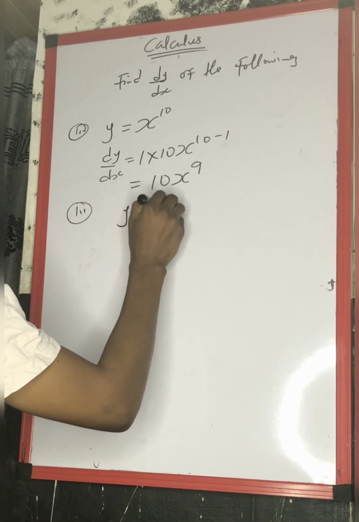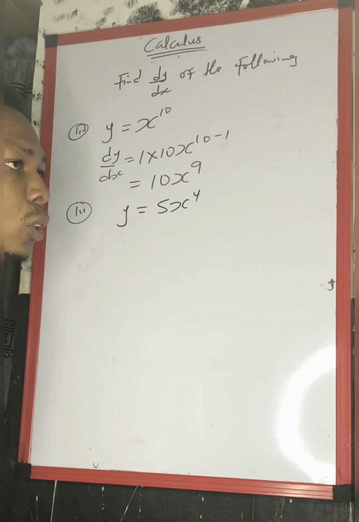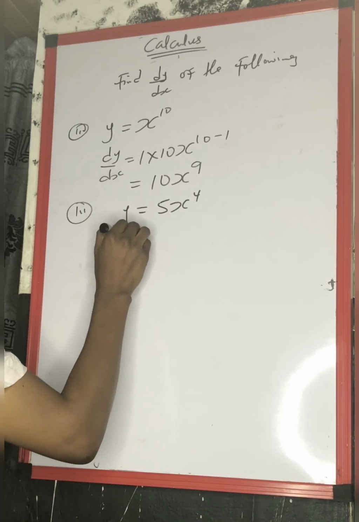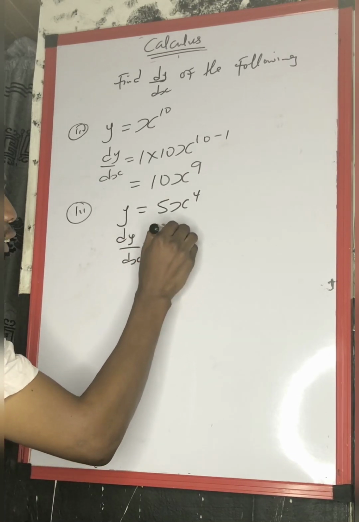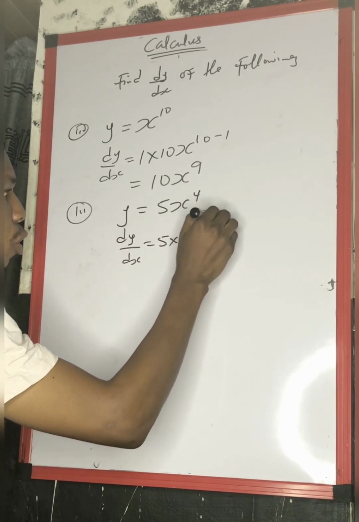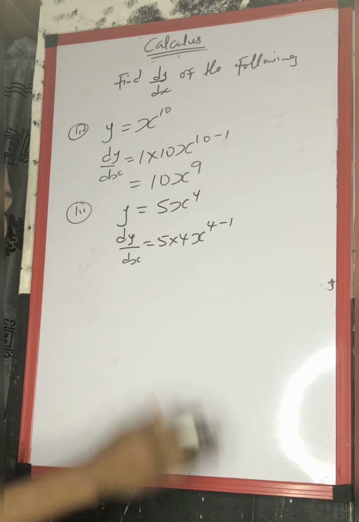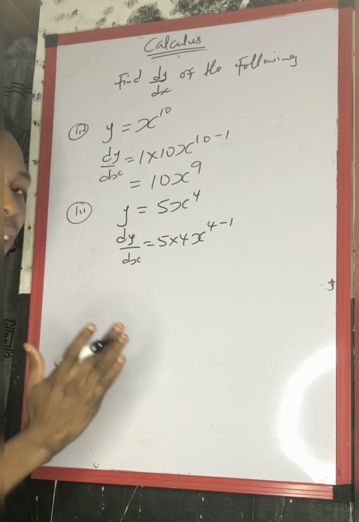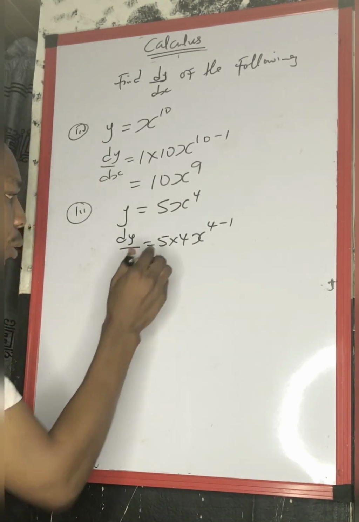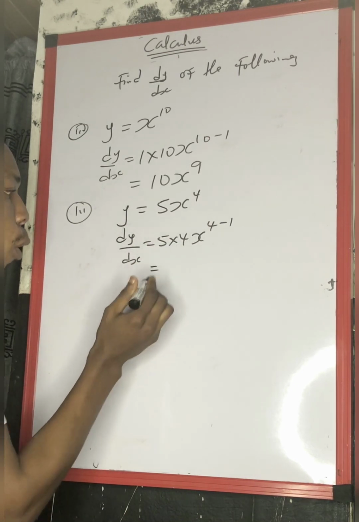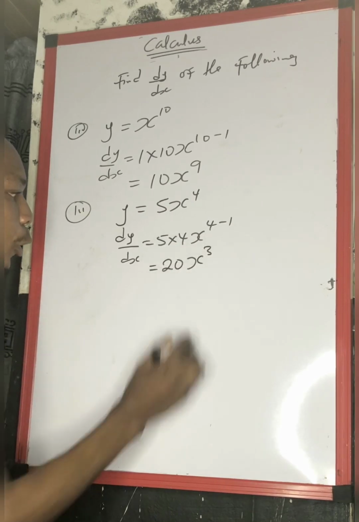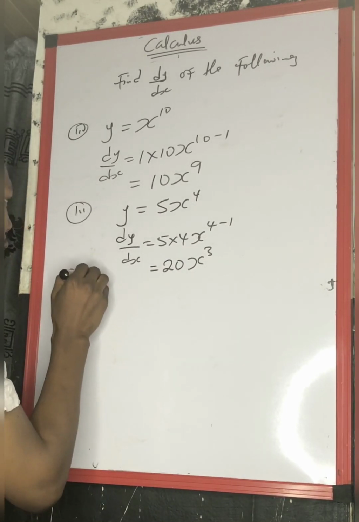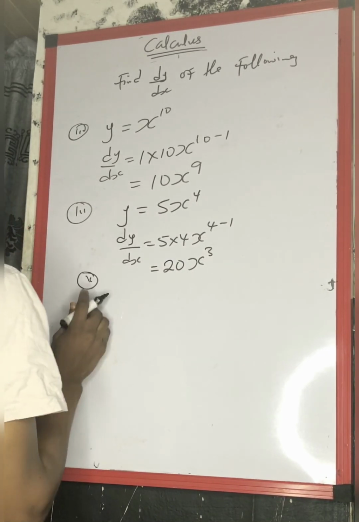Then number 4. y equals 5x^4. So this is the same as dy dx equals 5 times 4x^(4-1). Always minus 1 from the power, or from the index. 5 times 4 is 20, so we have 20x cubed.